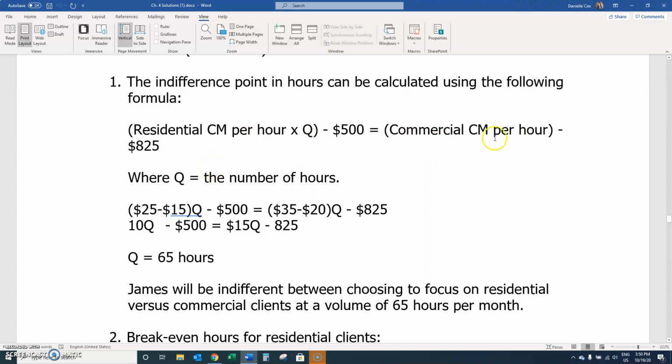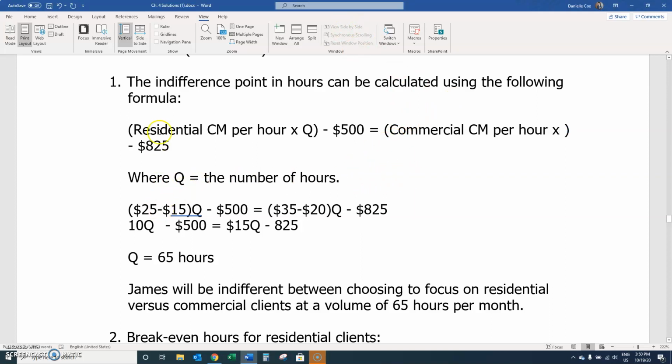So, I'm looking here, it's residential contribution margin per hour times quantity minus the fixed cost. Here it should be commercial contribution margin per hour times quantity. That's not in there, so that should be in there, times quantity, less the fixed expenses. I'm trying to fix that for you so it's on the screen, but every time I make a change my Word freezes up, so let's not do that right now.